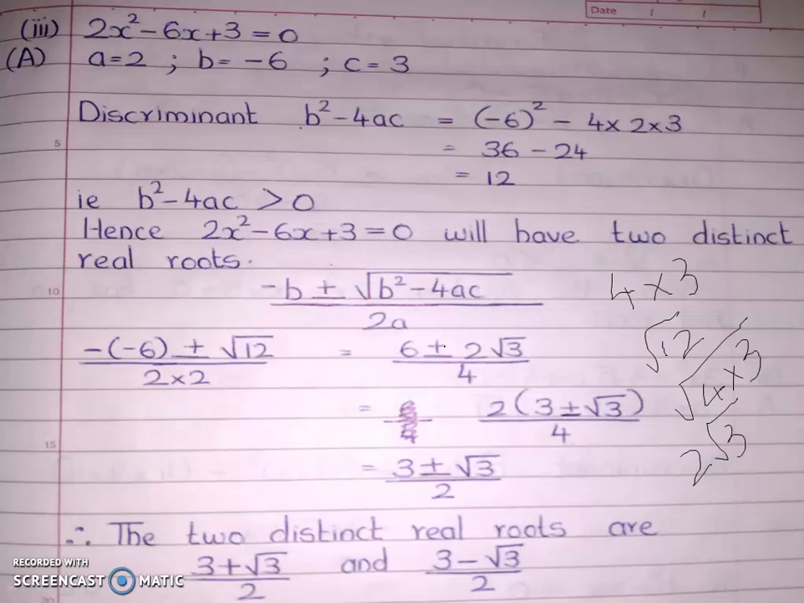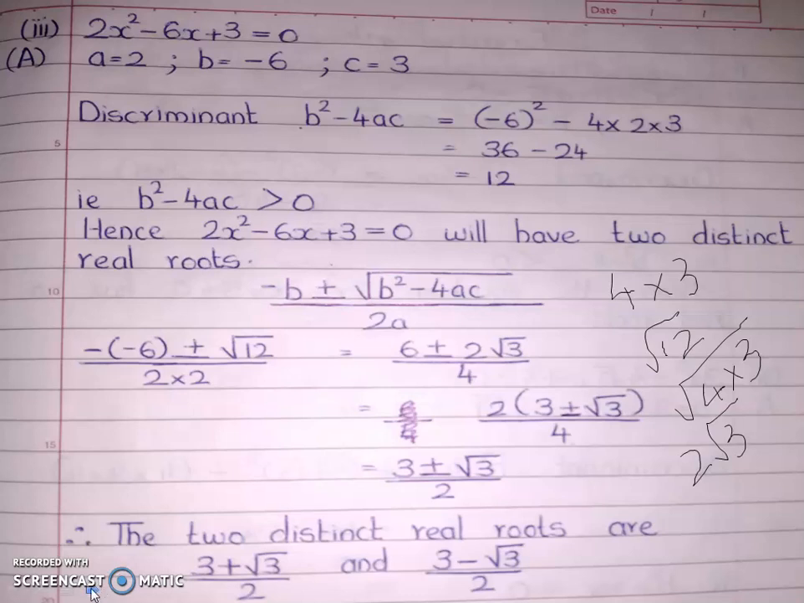Hope it is clear. Now I took 2 outside. 6, 3 and 2 also outside. And I then cancelled it. Clear? So the two distinct real roots are 3 plus root 3 by 2 and 3 minus root 3 by 2. I told you they are irrational numbers because root is coming here. Okay. 3 plus root 3 by 2 and 3 minus root 3 by 2.